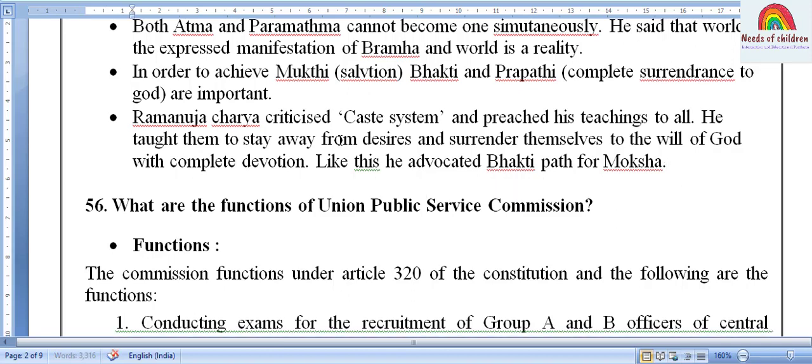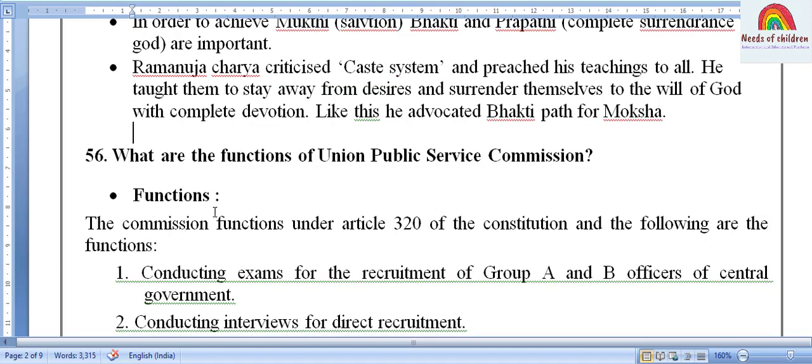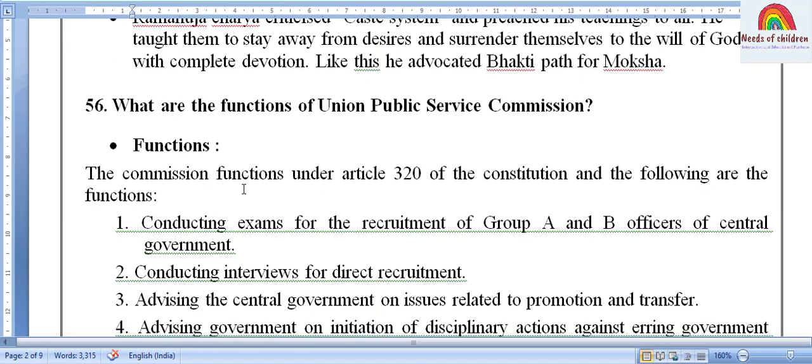So next question, like this, what are the functions of Union Public Service Commission? Friends, this question is from the 8th standard political science lesson called public administration. So let's come to the answer for this question. Functions of the Union Public Service Commission.